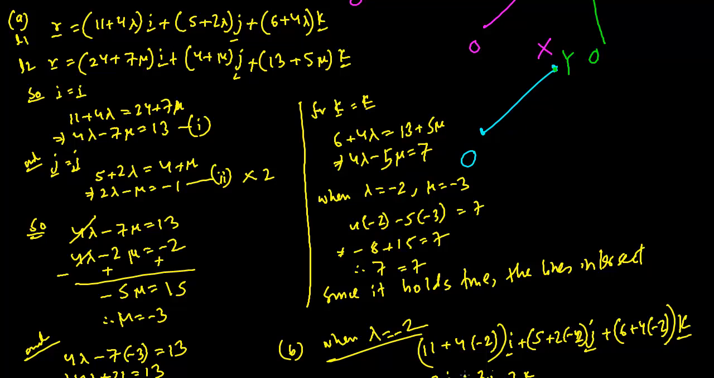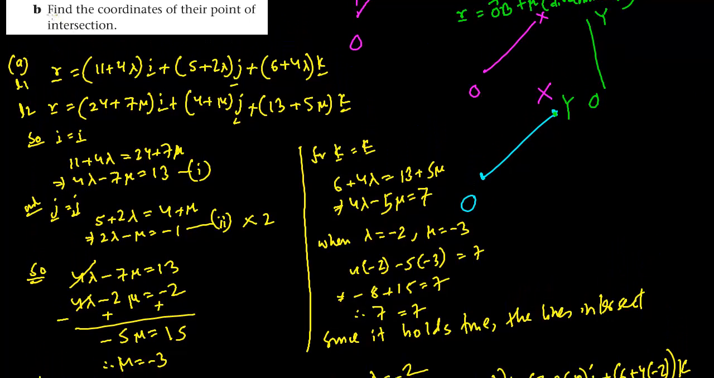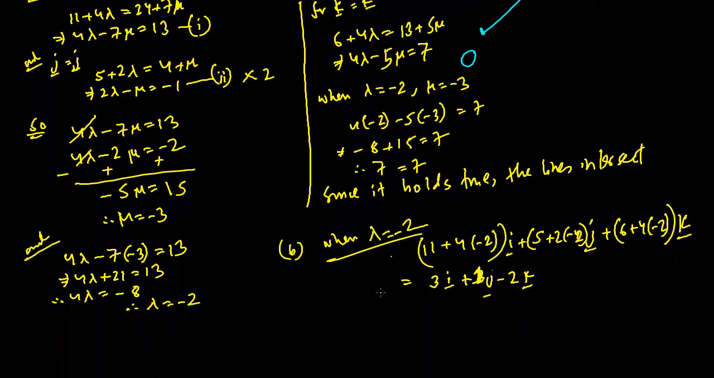This would be plus 1. Okay, now it's all right. So this is it, and they said we have to find the point. Be very careful what they ask for. It's the coordinates of the point. We found the position vector. So the answer would be 3, 1, minus 2.